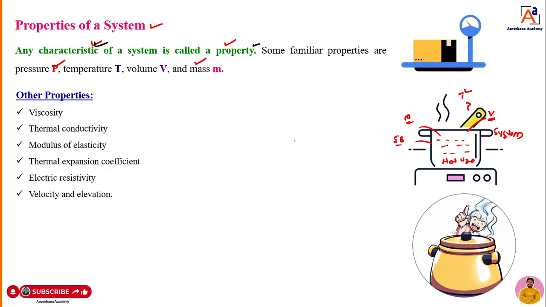When it comes to properties of a system, there may be some other properties also. Those are viscosity, thermal conductivity, modulus of elasticity, thermal expansion, electrical resistivity, velocity and elevation. These are different properties, but we will discuss them in detail in upcoming classes. But now I will stick only to some important basic properties of a system.